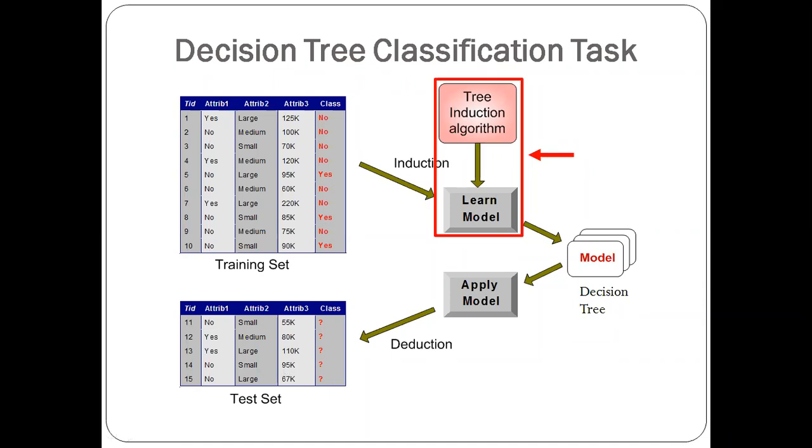So this is the general procedure that we follow in the decision tree classification task. Initially we learn a model with the help of a decision tree algorithm, so we construct or build the model. Later we use this model to classify the test set. We need to assign class labels to these test records, so we use the model and apply the class label to the records.